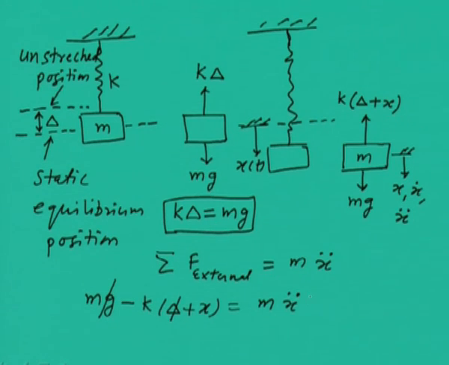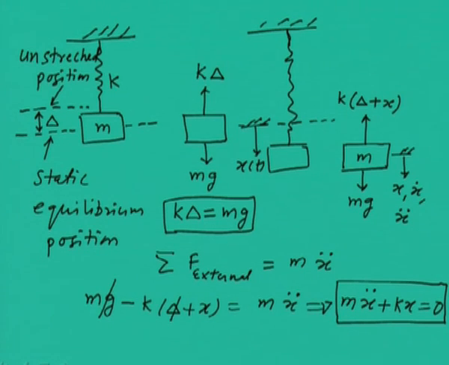So from this we will get mx double dot, and if we take this term to the other side it is equal to 0. So you can see that this equation we are getting is the equation of motion of this mass, and in this, if you see carefully, the weight of the mass is not appearing at all.